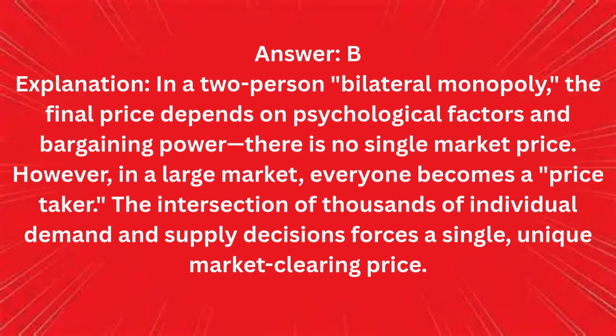Answer: B. In a two-person bilateral monopoly, the final price depends on psychological factors and bargaining power. There is no single market price. However, in a large market, everyone becomes a price taker. The intersection of thousands of individual demand and supply decisions forces a single, unique market clearing price.